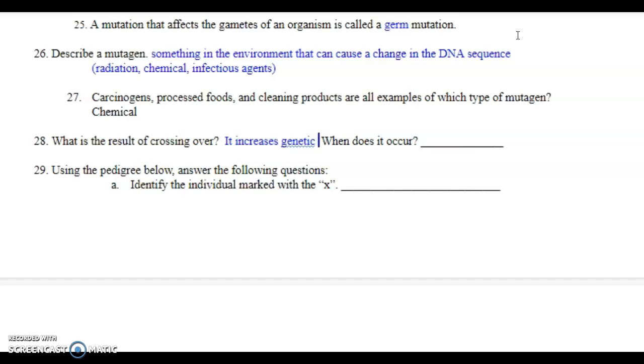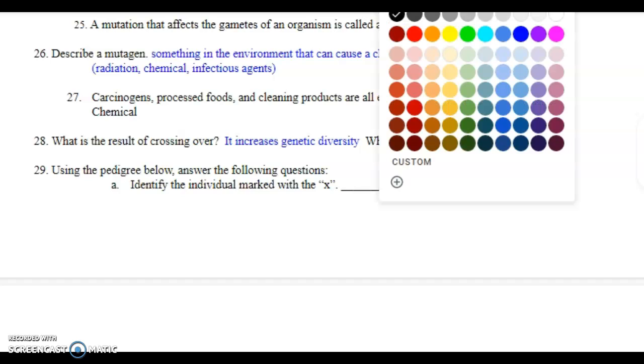Okay, crossing over, and then we also talked about independent assortment. The chromosomes don't sort the same way twice. So they don't always give all the mom chromosomes to one gamete and all the dad chromosomes to the other. They assort independent of one another. So with the independent assortment and the crossing over, there's a great deal of genetic diversity, which again is the main reason organisms do sexual reproduction. So when does it occur? Crossing over occurs during prophase 1 of meiosis.